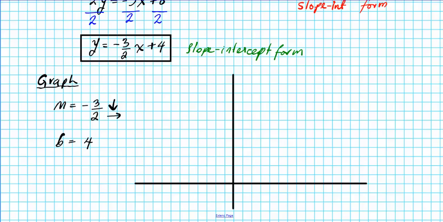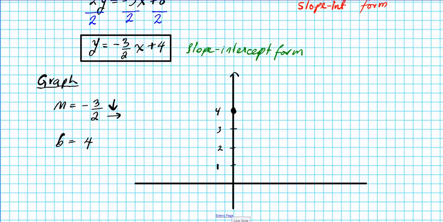Okay, so we're gonna start from positive 4, drop 3, and run 2. So 1, 2, 3, 4. So that's 4, 3, 2, 1. Always start with your y-intercept. So the first point that defines our line is right at 4, the point (0, 4). We're gonna drop 3.